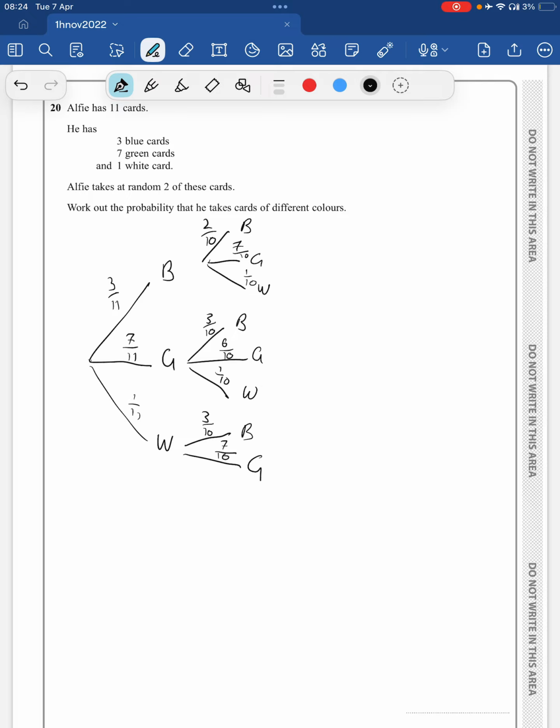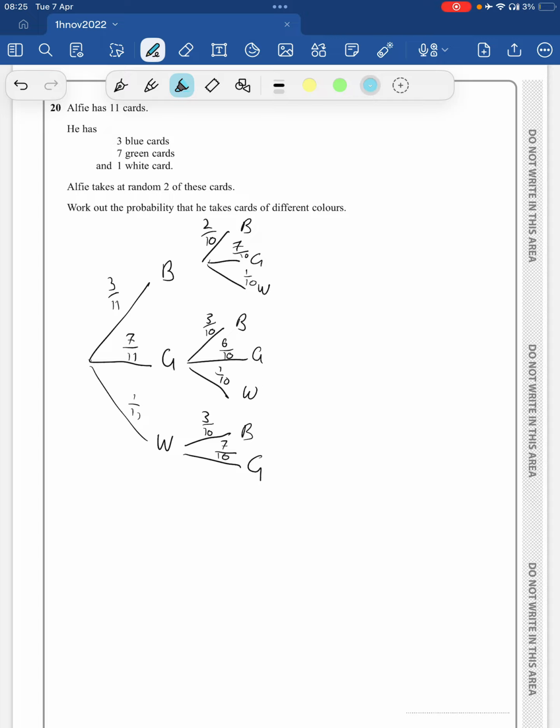We have two approaches here. My choice is either to work out the probability of all the different routes where he takes two different colors. So for example, blue green, blue white, green blue, green white, and then white blue, white green. That's going to take quite a while. What I think is actually going to be the quicker way is doing the opposite.